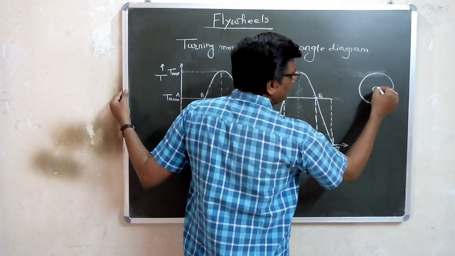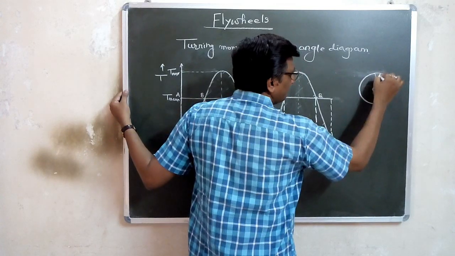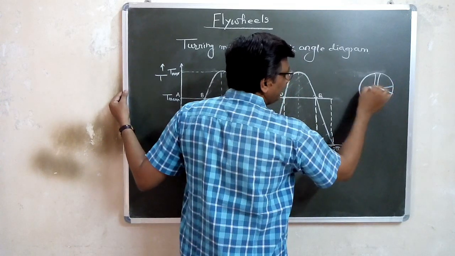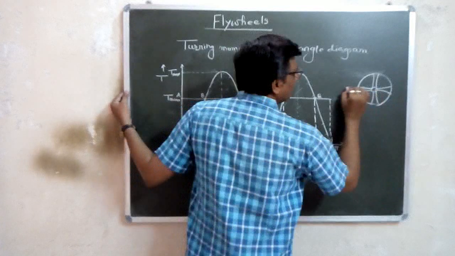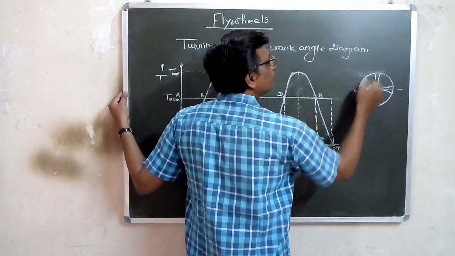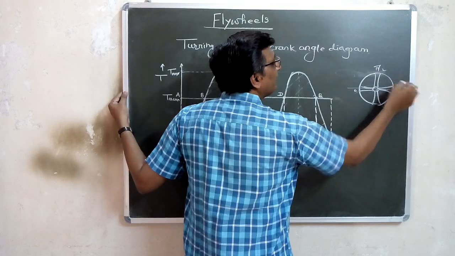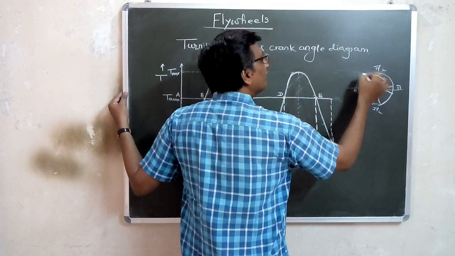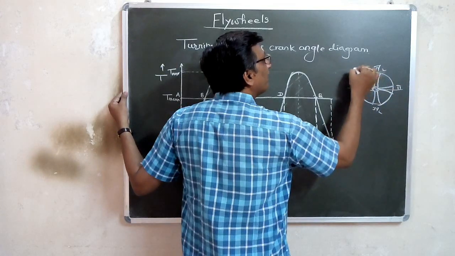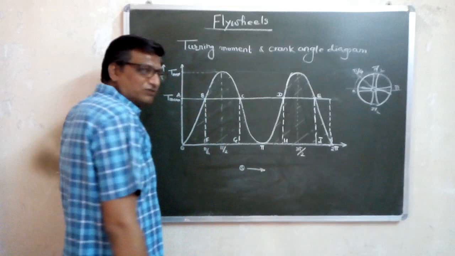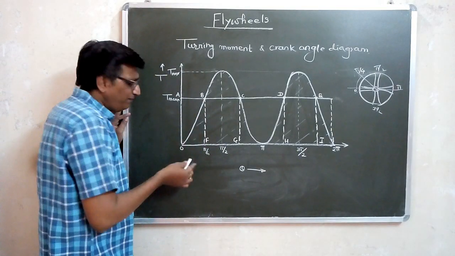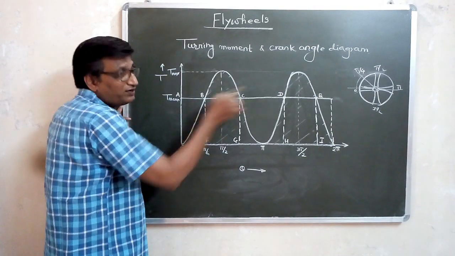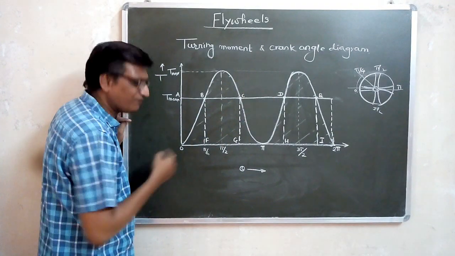The flywheel looks something like this. Sometimes the flywheel is a spoked flywheel like this, or sometimes it is like a disc. Let us say it is at this position. This is pi by 2, this is pi, this is 3 pi by 2, and this is 2 pi. Let us say it is moving in this direction, and this is pi by 4. So when the flywheel is moving from A to B, the rotation is 0 to pi by 4.